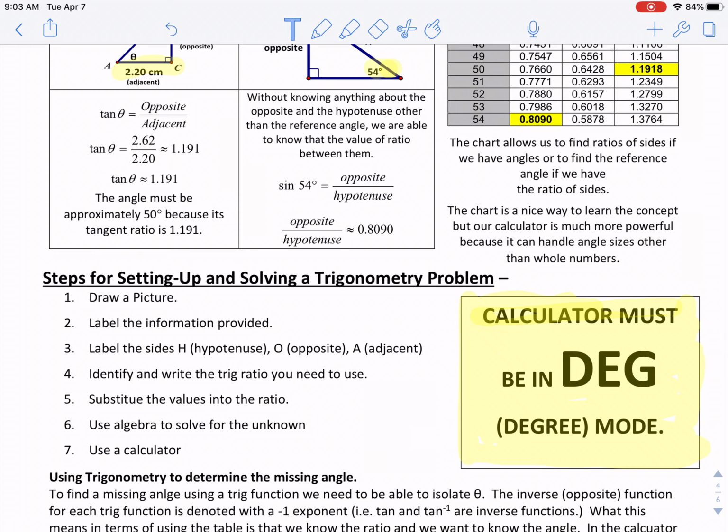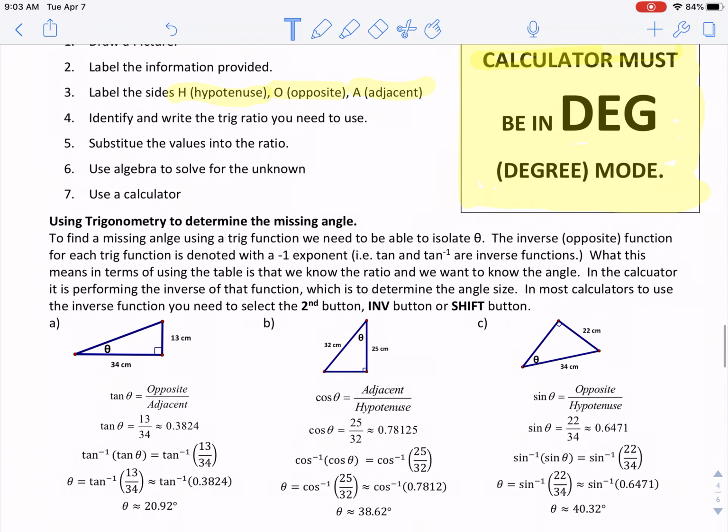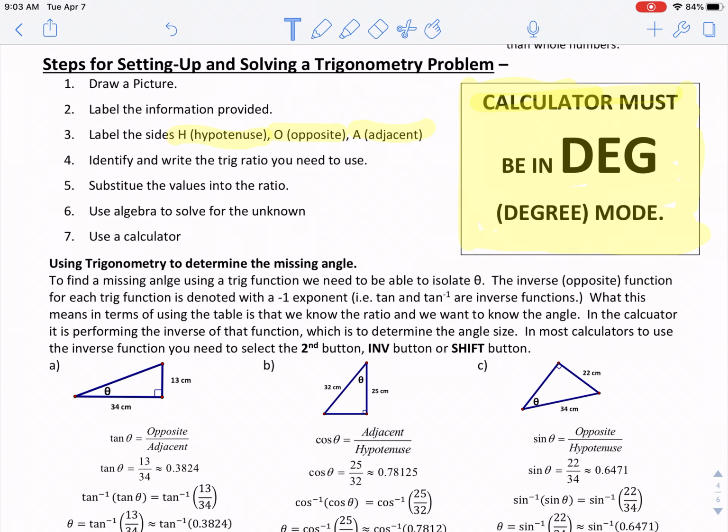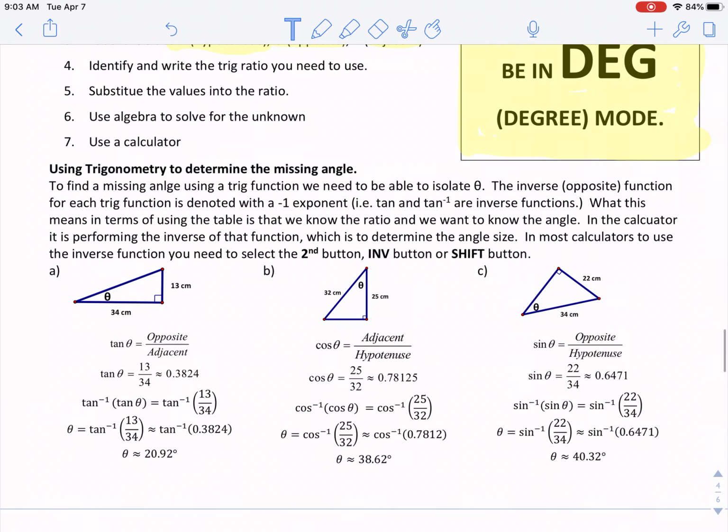Then we need to find the hypotenuse, the opposite, and the adjacent. We're going to do that on every single trig problem. Then we're going to decide whether we need to use sine, cosine, or tangent. And we're going to plug the values in that we know, and then solve using algebra and type it into a calculator. I know that's a lot of words. Here's how it looks as we're working out a problem.